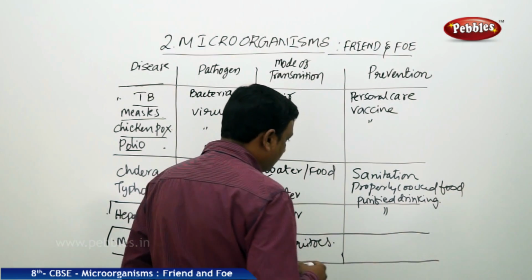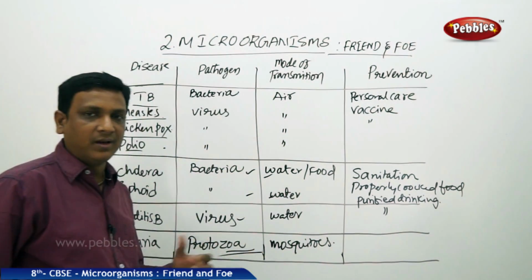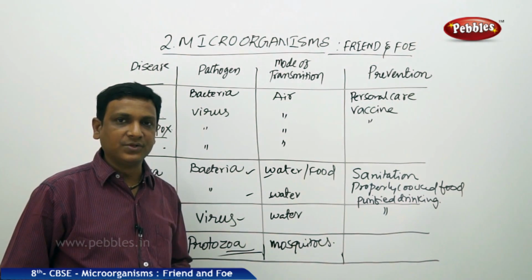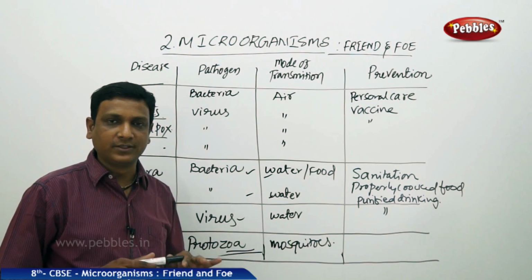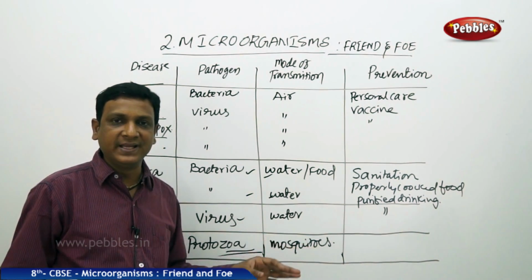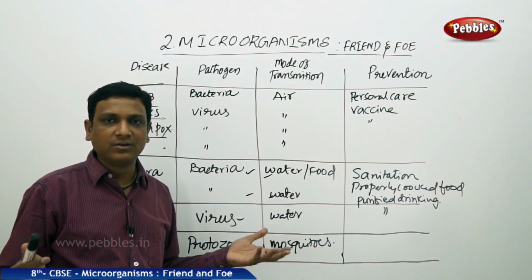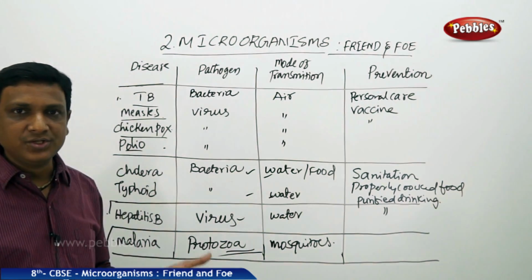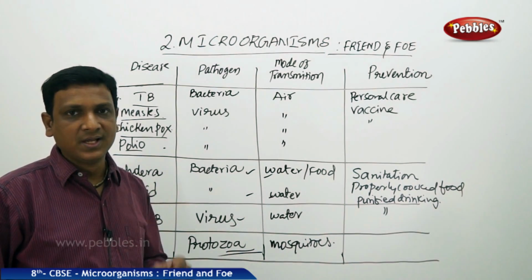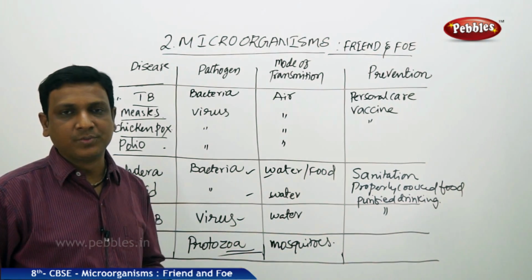Mosquitoes. So what do we do here? I already told you the mosquito population has to be controlled. That means we should see that there is no stagnant water at all. If you do not provide a ground for breeding, mosquitoes cannot breed, they cannot grow. It means you should see that there is no stagnant water in and around your surroundings. So you control the mosquito population.